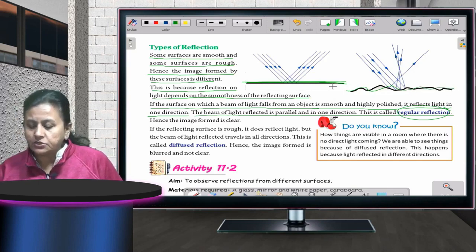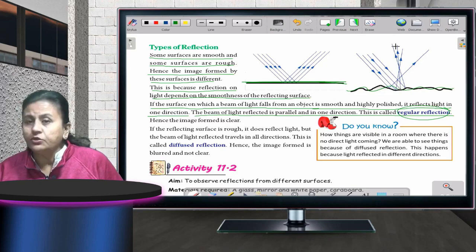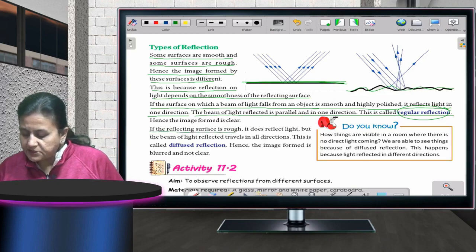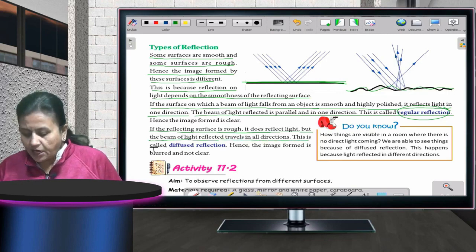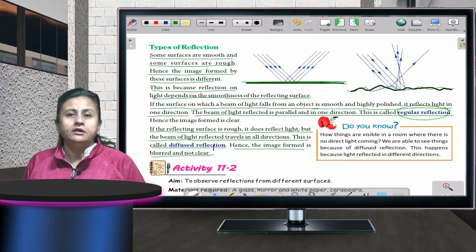On the other hand, if the surface is uneven and not smooth, the reflection is not regular here, it is diffuse. If the reflecting surface is rough, the beam of light reflected travels in all directions. This is diffuse reflection, and hence the image formed is blurred and not clear. In case the surface is not smooth, the image formed won't be clear. Fine, children?